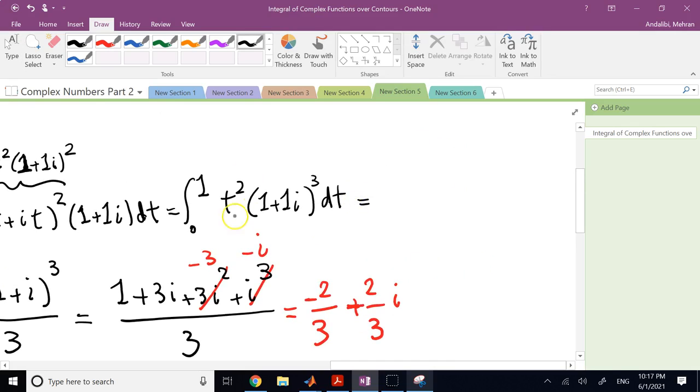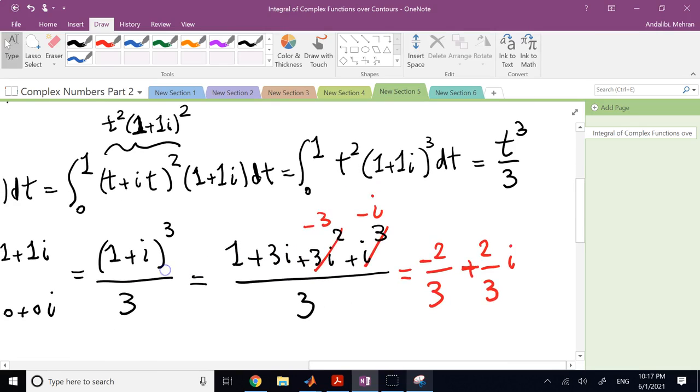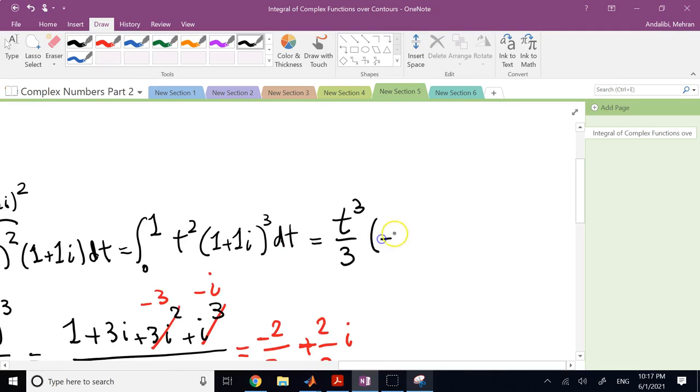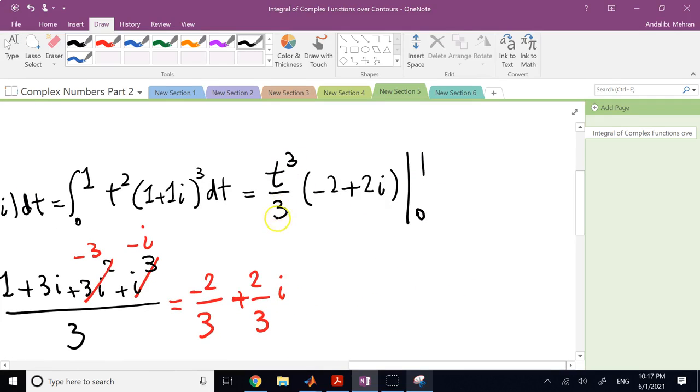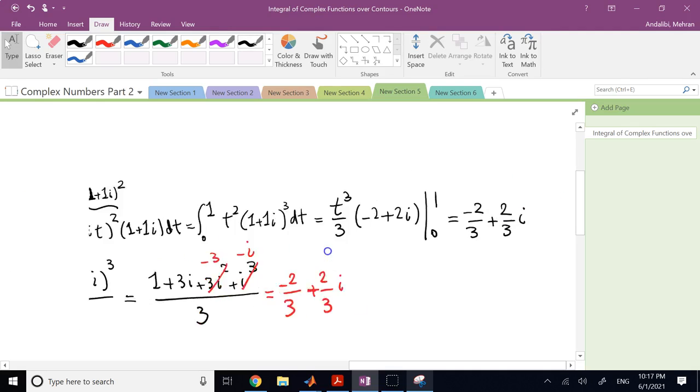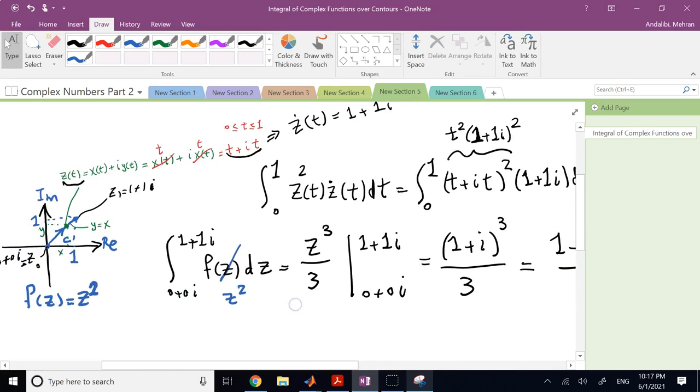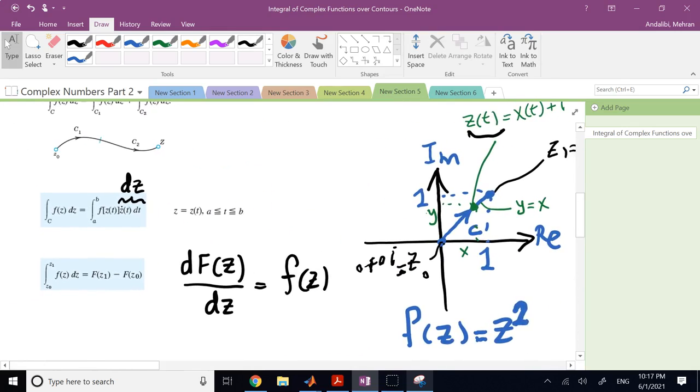And t squared dt is going to be t cubed over 3. And 1 plus 1i cubed is going to be this, correct? You clearly can see it. The result of that is negative 2 plus 2i. The whole thing is evaluated at 1 and 0, which clearly is going to be 1 over 3 multiplied by that. You're still going to get negative 2 over 3 plus 2 over 3 times i, which is the same as last time. So it does not matter which method you choose, whether the parametric method or directly using the fundamental theorem, the result of calculating a complex integral over a path should be the same.